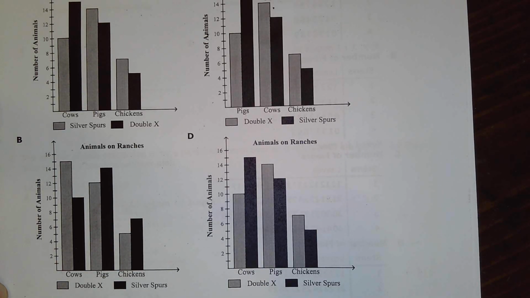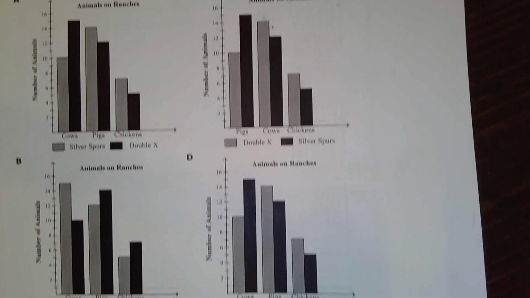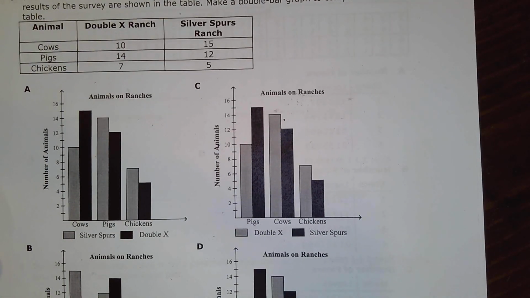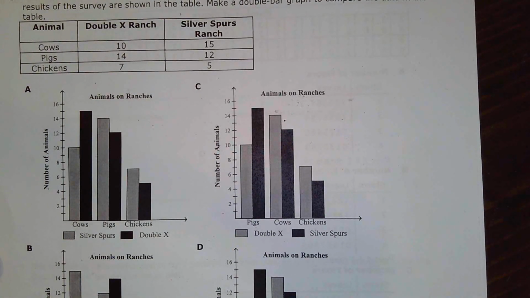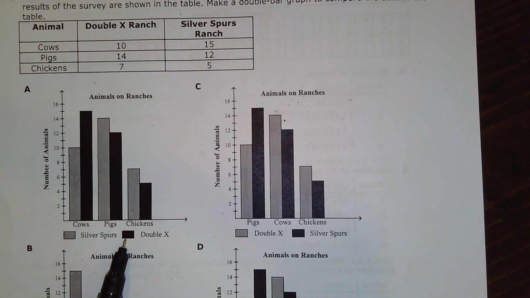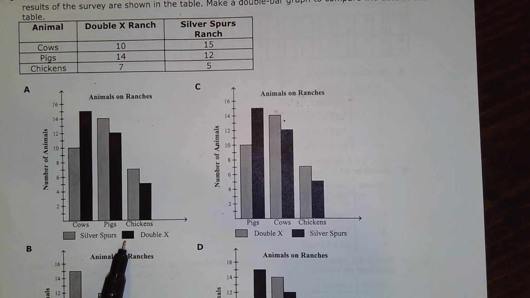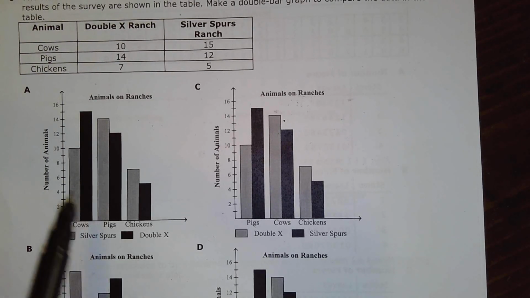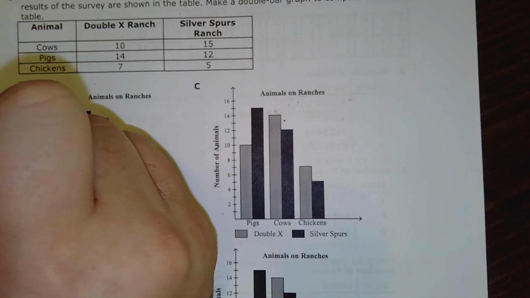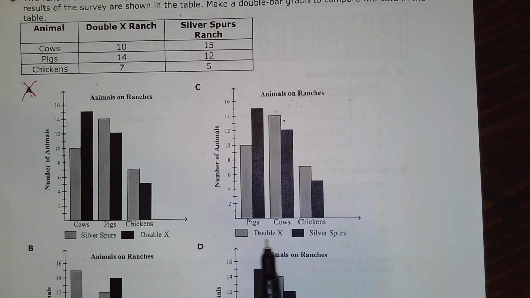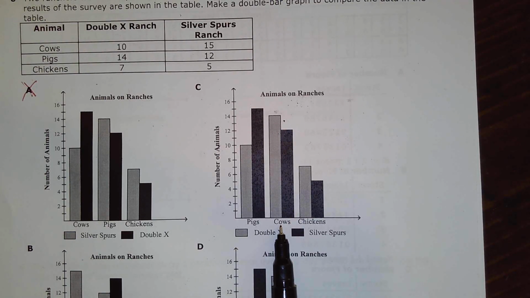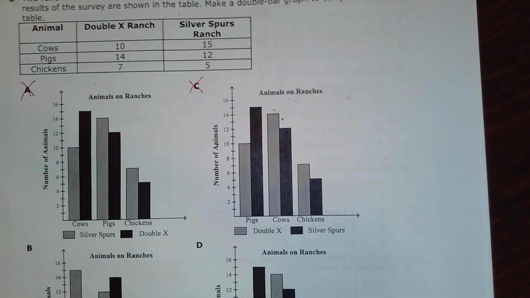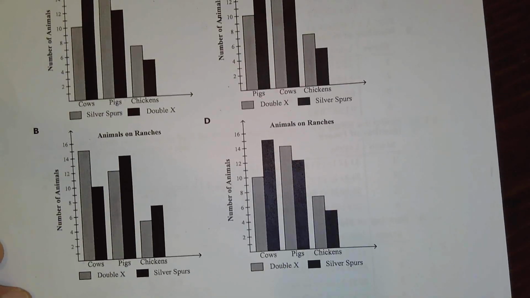So let's see what we can do for the first couple that we see up here. We have 10 cows for Double X Ranch. Here's Double X Ranch. I have to make sure that it says 10 cows. Well, that's way too many cows, so immediately A is gone. Let's go to C. Double X has to have 10 cows. Again, Double X has more than 10 cows. I can't choose C. So we know we're done with those.